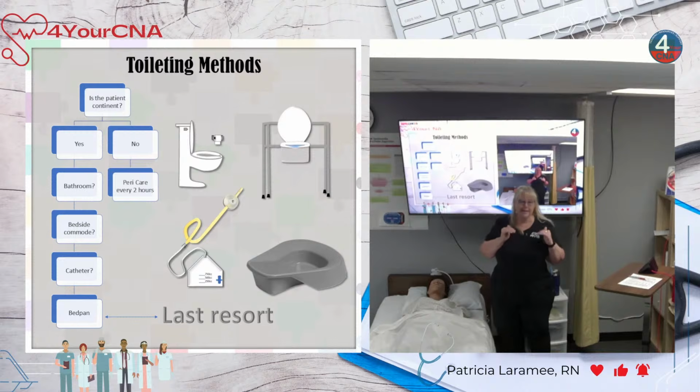Then we get to M, mobility. Mobility is how much mobility the patient has. Are they confined to bed? Can they roll themselves? Do I get them up?